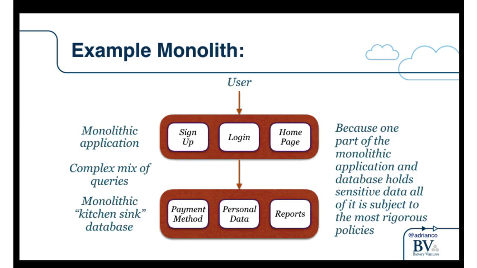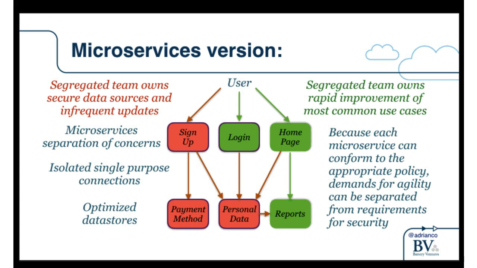So if we break this into an architecture that looks like this, we have six different services here. The ones marked in red are highly secure. They're managed by a team that is doing relatively slow updates. It's the thing you interact with once as you sign up. And the green section is the area where a separate team is iterating really quickly to make the user experience for repeated accesses really fast. And we've got a combination of the best security on one side and the best agility on the other side because we've managed to split it into two.